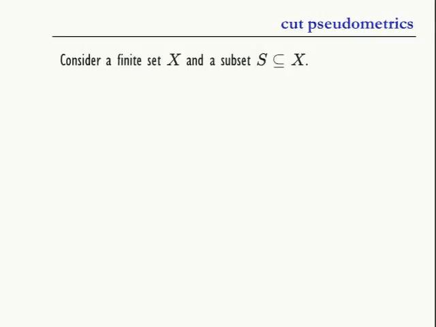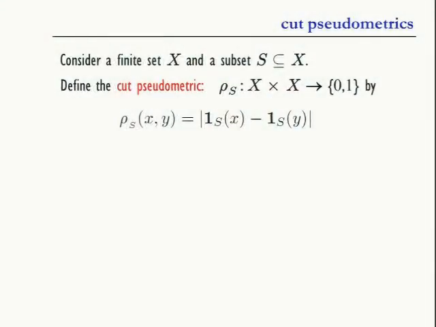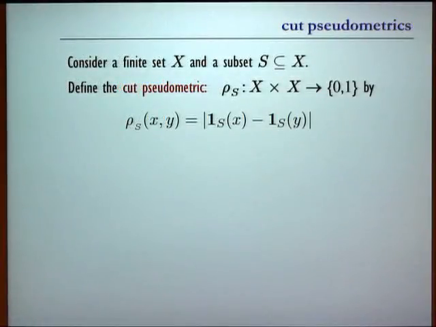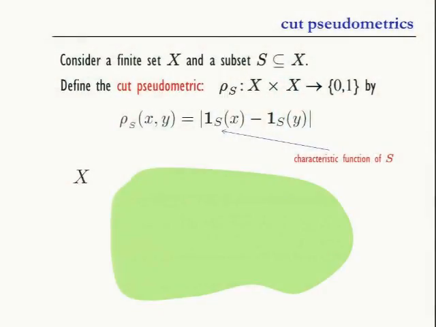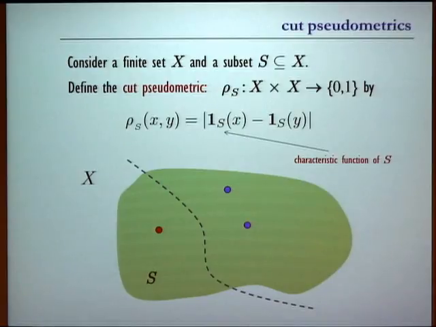So the first thing is to understand what is the cut cone. If you just have a finite set X and a subset S, then one can define this cut pseudometric associated to S as a function from pairs of points in X to {0, 1}, which is just 0 if the two points are on the same side of the set and 1 if they're on different sides. So 1_S here is the characteristic function of S. In case that wasn't clear, here's a picture. Here's X, here's a set S. If we take a bunch of points, then the pseudometric associated with S assigns distance 1 to this pair of points and distance 0 to this pair of points.